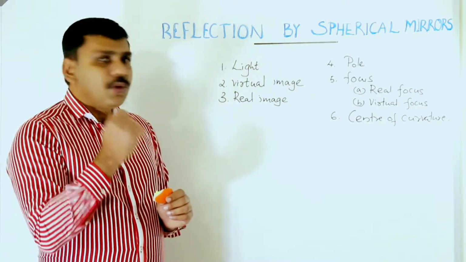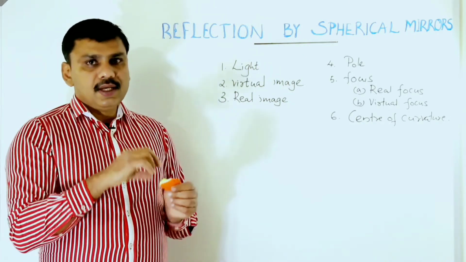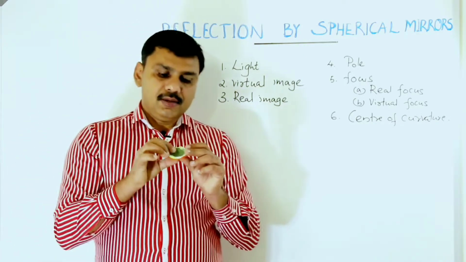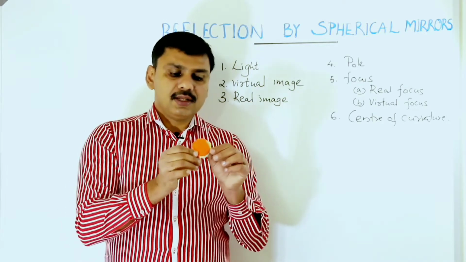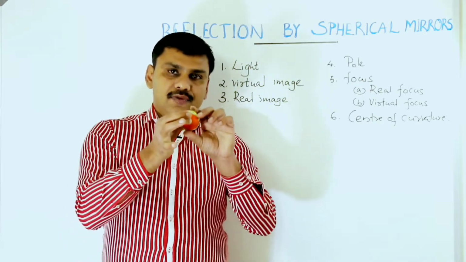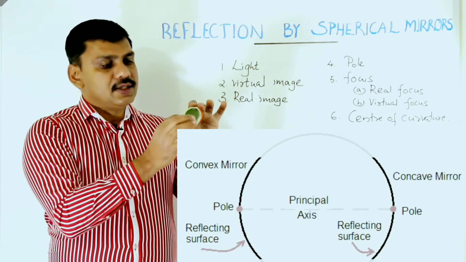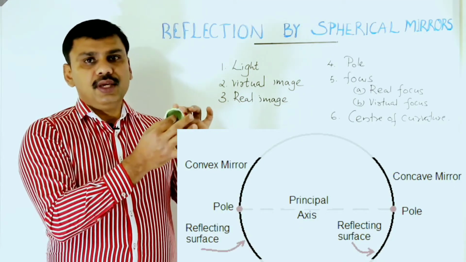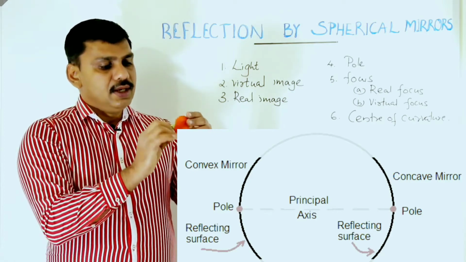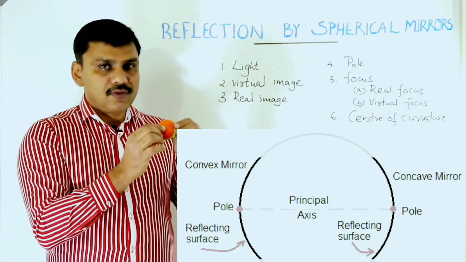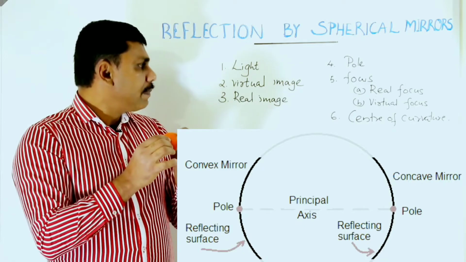What do you mean by pole? Pole means the center part of the mirror. This is the central part of the mirror, and it is known as the pole of the mirror.